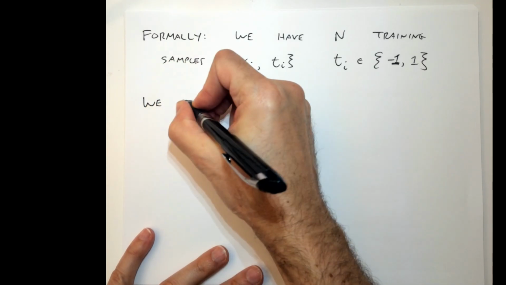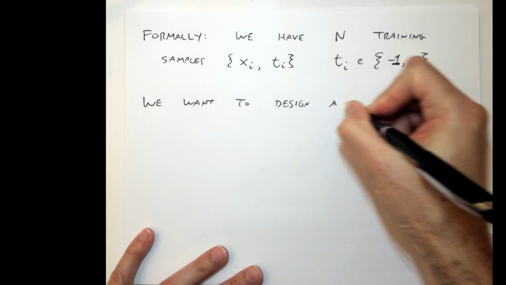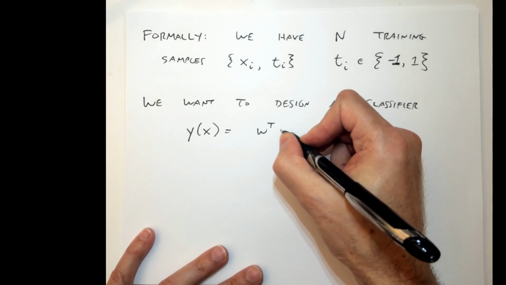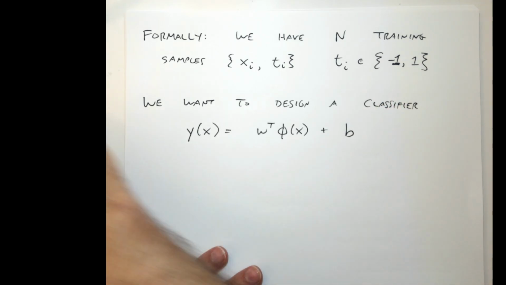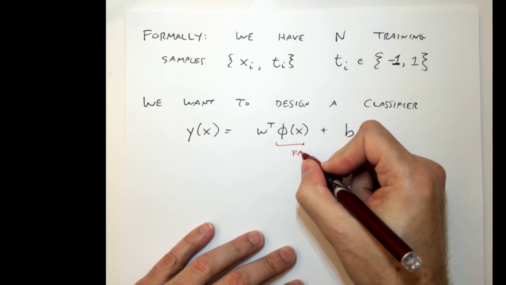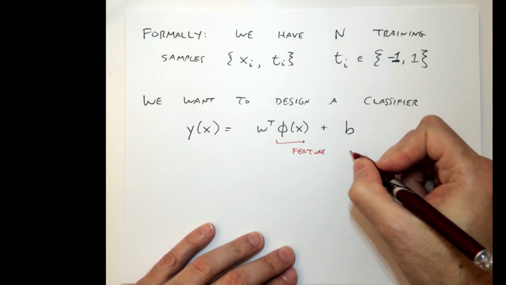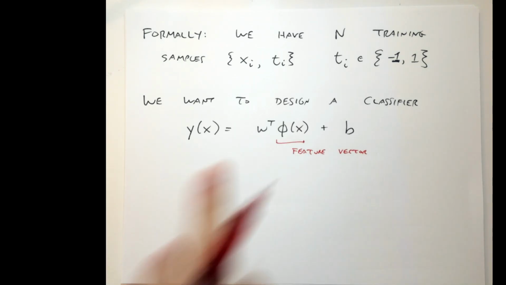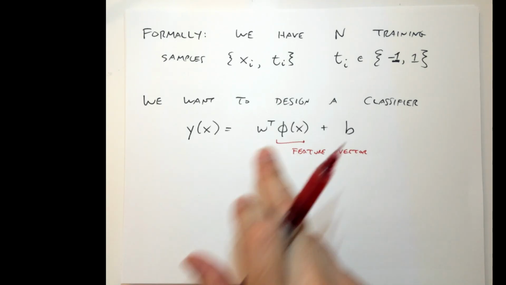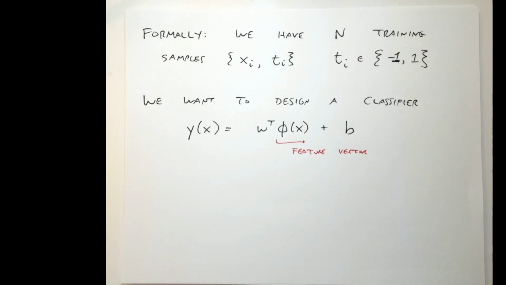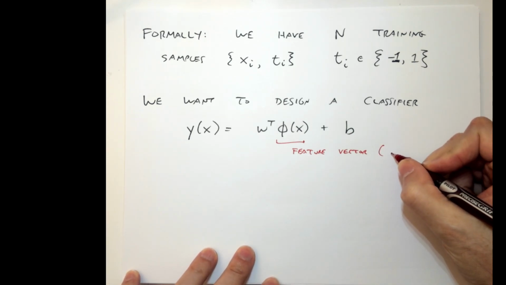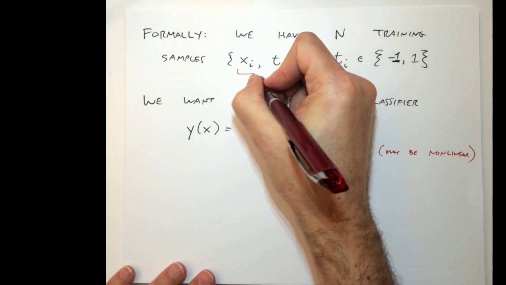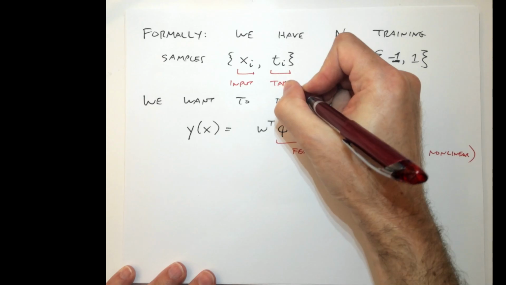We want to design a classifier of the form y of x equals w transpose phi of x. Remember that phi of x is a feature vector, which could be a nonlinear transformation of the original variables. If I just want to use the original variables, then this is just x. But if I want to allow for nonlinear things, then I use phi of x, to fit in with our derivations of other things in this class. Again, this is the input, this is the target, and these are the labels.